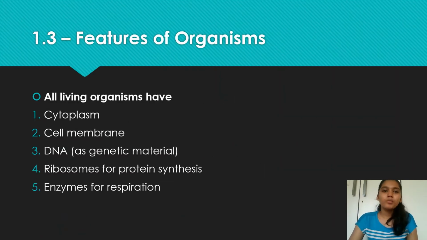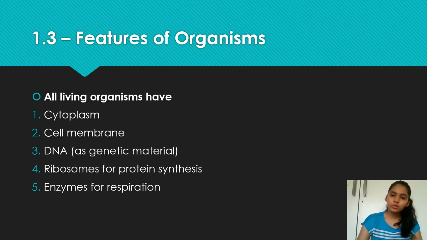Next, 1.3. That's 1.3 of 1.4. We're coming close. Features of an organism. So this is straightforward. All living organisms have a cytoplasm, cell membrane, DNA as genetic material. Ribosomes for protein synthesis. So protein synthesis is basically the building up of protein molecules.